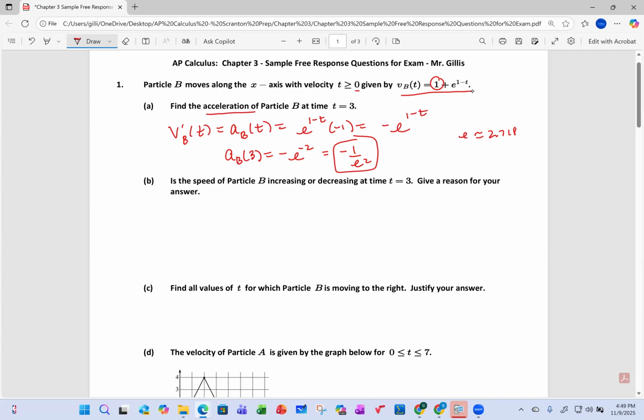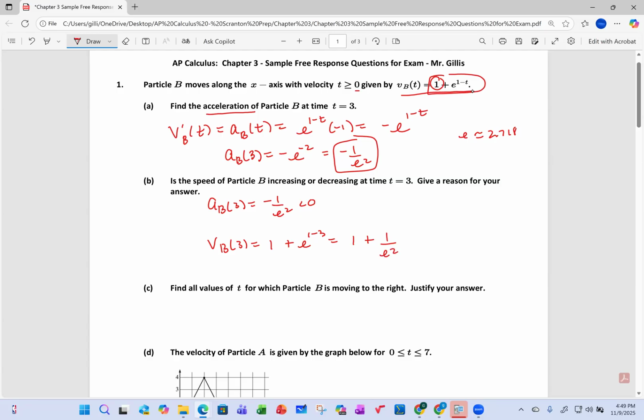Is particle B's speed increasing or decreasing at time t equals 3? So we need the acceleration at 3, which we have, is negative. And then the velocity at 3 is from above. So this is the velocity here. So this is 1 plus e to the 1 minus 3 power. So this would be 1 plus 1 over e squared.